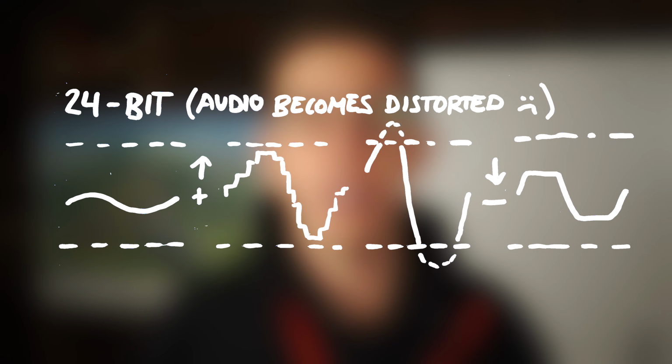24-bit audio is the industry standard for high quality recording. It gives you a wide dynamic range and allows for detailed sound capture. However, if your levels are set too high, your audio can still clip and sound distorted.